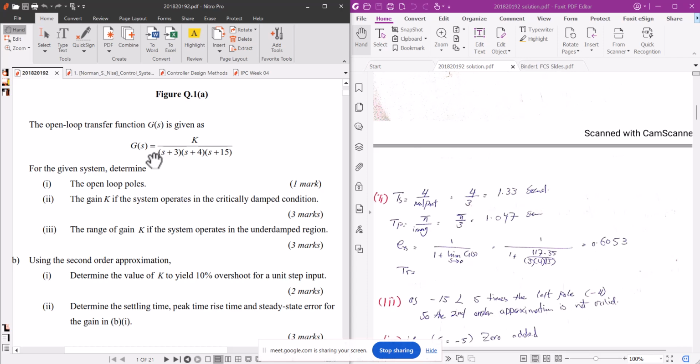Type 0 means s raised to the power 0. Type 1 means s raised to the power 1, one integral, one pole at the origin. S raised to the power 2 in the denominator means a type 2 system. So this is a type 0 system.